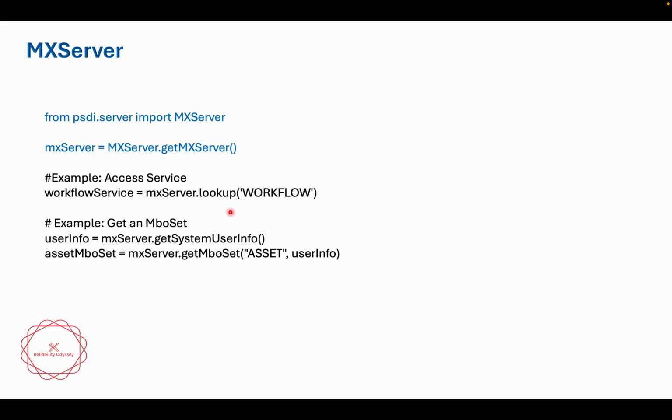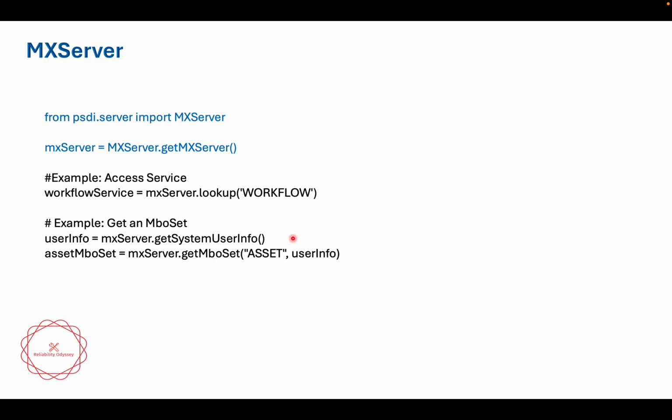Similarly, if you want to work with MBO set, I can do mxserver.getMBOSet. This getMBOSet is the method which takes the name of the MBO, and then the user info. This user info is the access or the info of the user with which you are logged in. For that you can do mxserver.get system user info, or you can do mxserver.get user info. Get system user info takes the reference from the system user, which is maxadmin. And if you want to take the reference of a logged in user, you can also do that.